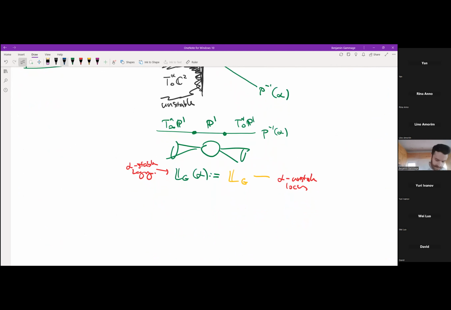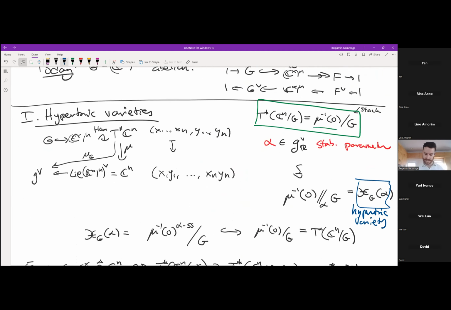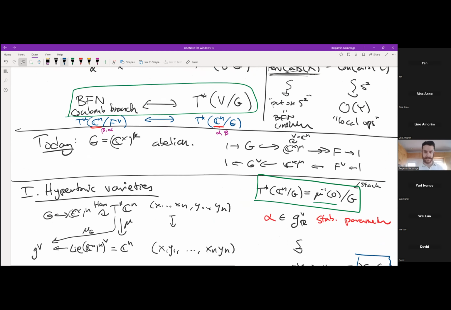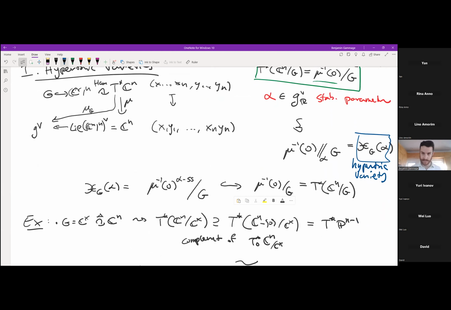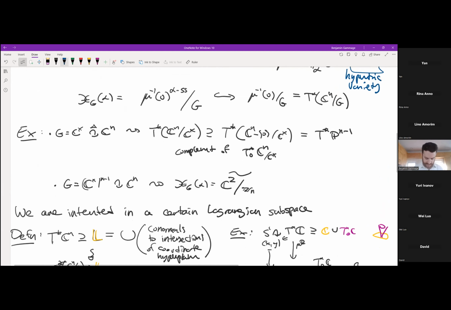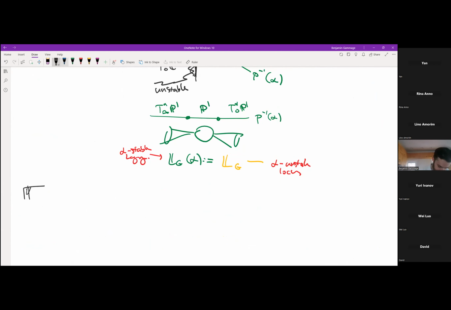By type checking, I can see that since my original parameter alpha lived in G check, and G check and F switch roles under this duality, if you remember this exact sequence of tori here, G check on one side corresponds to F on the other side. So alpha lived in the real G check R. Now I'm going to define a new parameter, I'll call it the Hamiltonian parameter, beta. This is going to live inside the real Lie algebra of F.